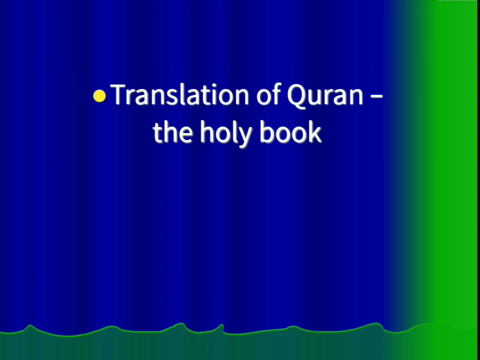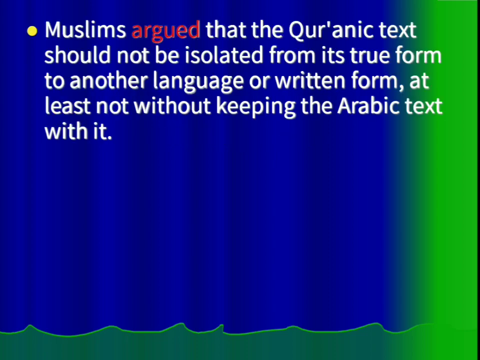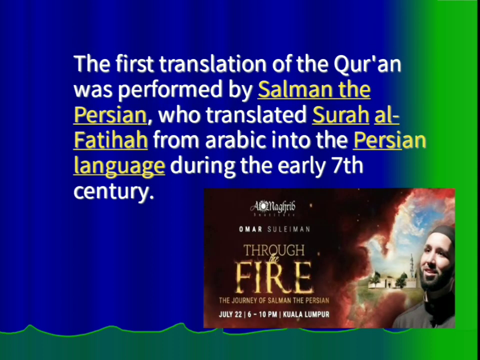Translation of the Quran, the holy book. What was the history of translation of the Quran? Are you interested in it? Now in the present slide you can see about this. Muslims argued that the Quranic text shouldn't be translated. It should be isolated, because in order to keep the original, it shouldn't be translated. But still, translators tried to translate it into several languages. The first person who translated the Quran was Salman the Persian. He translated Surah Al-Fatiha from Arabic into the Persian language during the early 7th century.